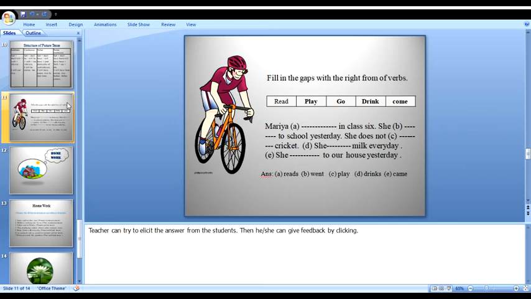And the last sentence, she dashed to our house yesterday. Here there is yesterday in the sentence. So this sentence also refers to past time. So we have to write she came to our house yesterday. Came is the past form of verb come.